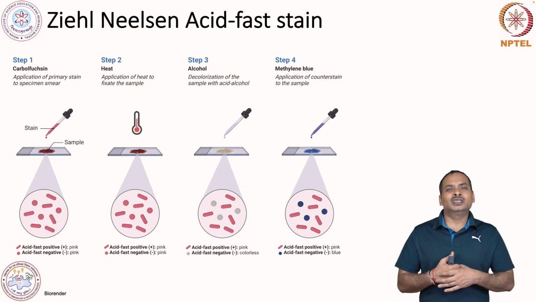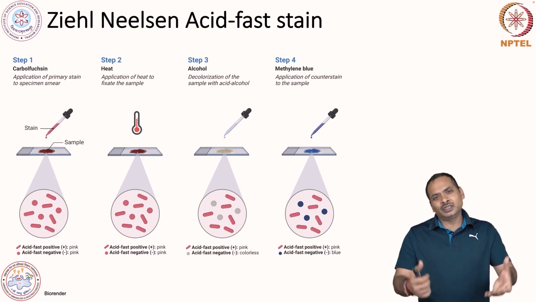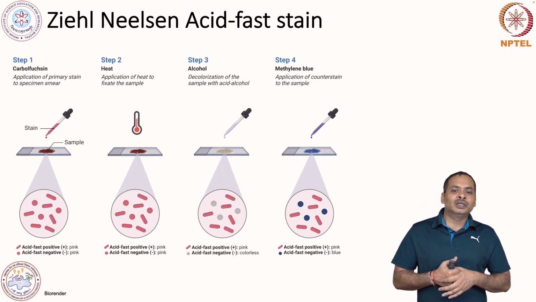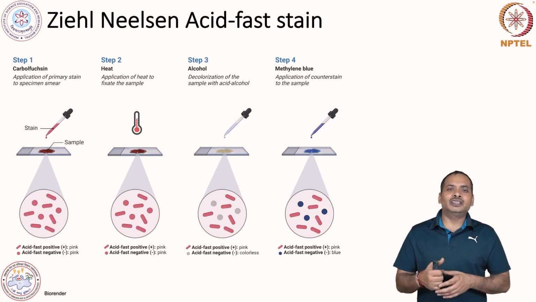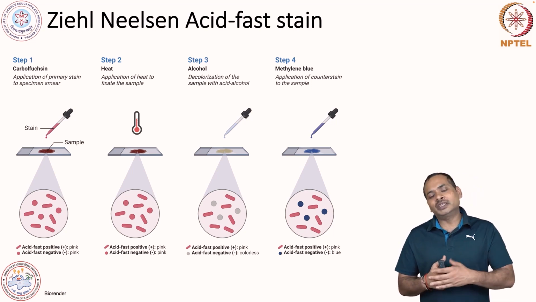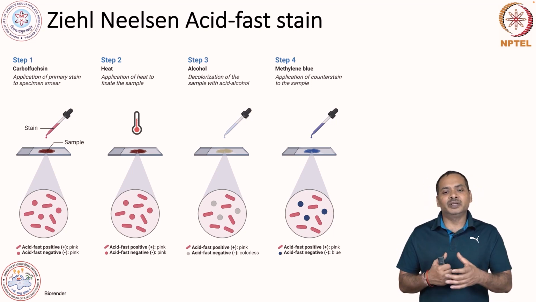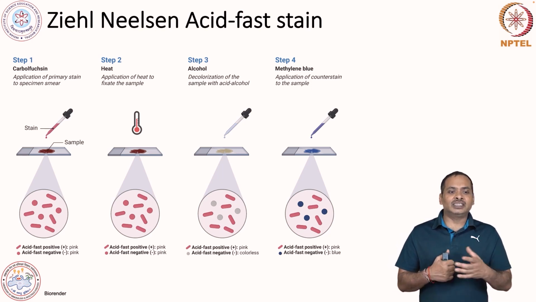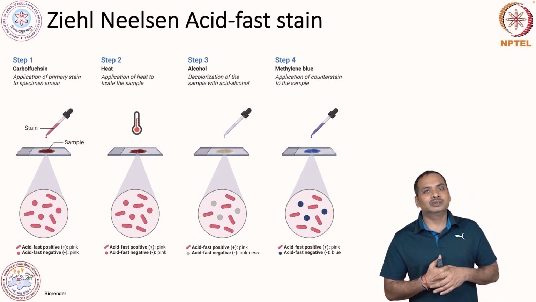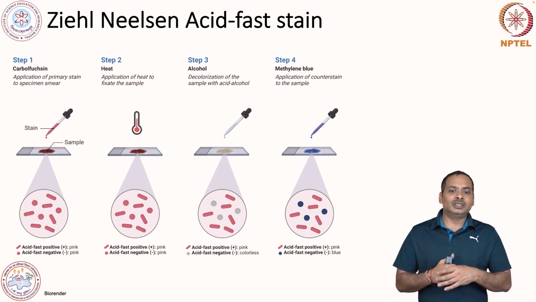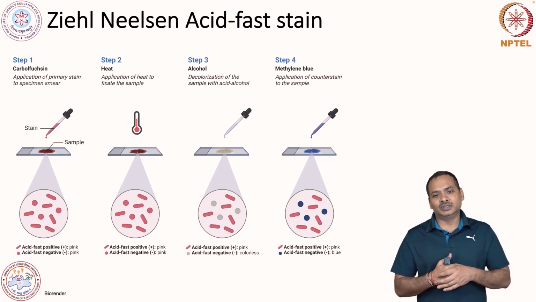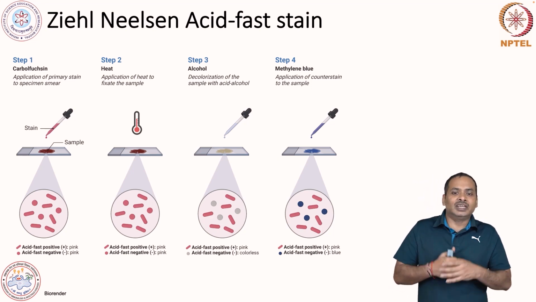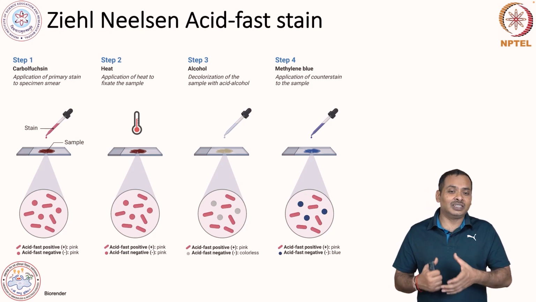If it is negative, or if there is some other bacteria, then that will take the methylene blue. Okay, and after washing you can observe, and here you can see that the Mycobacterium tuberculosis will remain red. So here you can see that acid fast positive bacteria will remain acid fast positive even after the treatment with this acid alcohol. That's why we call it acid fast bacilli.